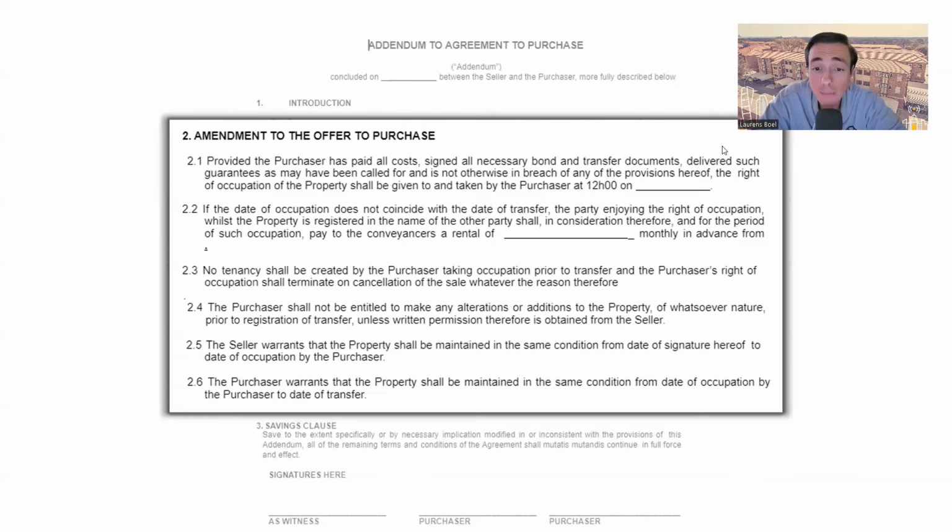The seller warrants that the property shall be maintained in the same condition from date of signature by the occupation of the purchaser. So basically just saying that if anything breaks in the time that the purchaser is occupying the property, it's the purchaser's problem to deal with. And then finally, the purchaser warrants that the property shall be maintained in the same condition. In the last two clauses, the seller warrants and the purchaser warrants that the property shall be maintained in the condition that they found it in. So whoever leaves the property in a bad condition shall be liable to fix it.